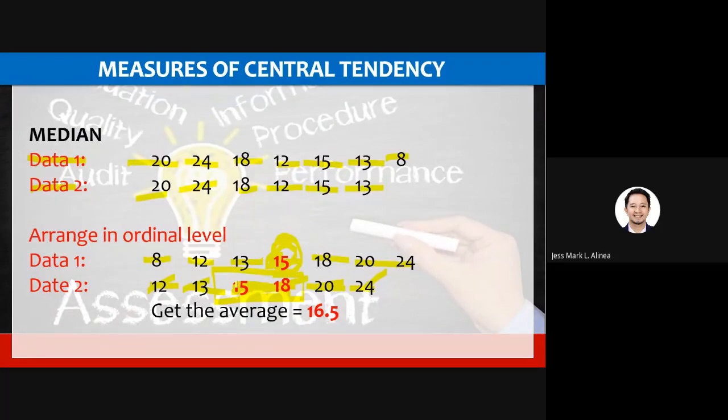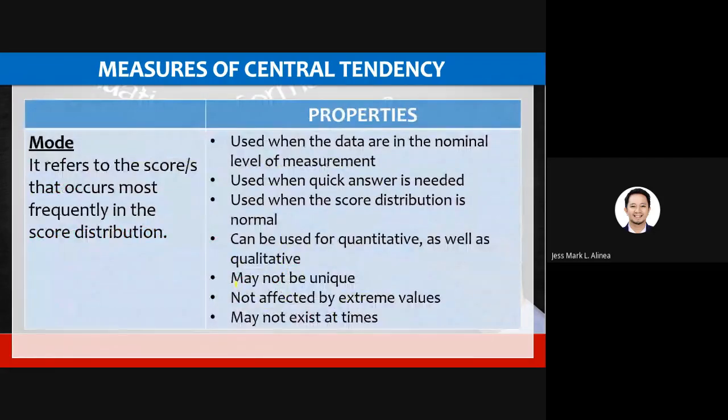We'll never go to group data. Okay? So let's go to mode. It refers to the scores that occur most frequently in the score distribution. Sa Tagalog, yung pinakamaraming score. So used when the data are in the nominal level of measurement, especially in research. Pag sinabi nating nominal level, we use names or categories. Let's say, for example, age, sex, social status, ano pa ba?